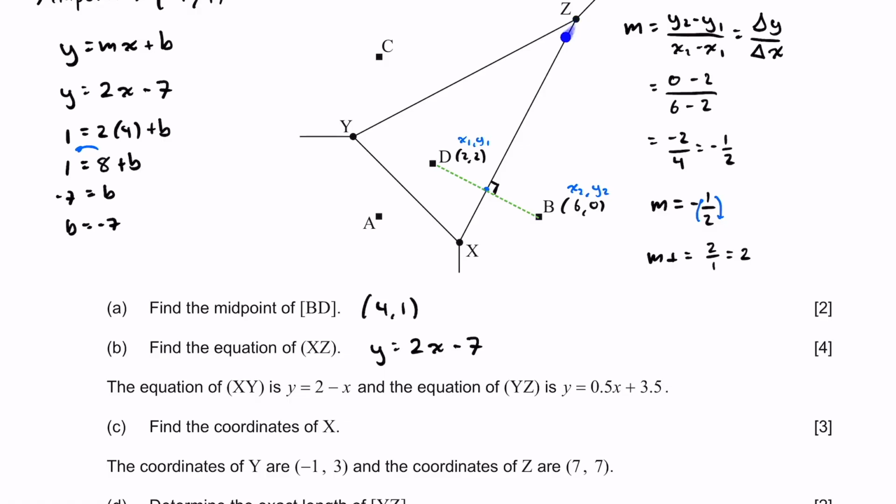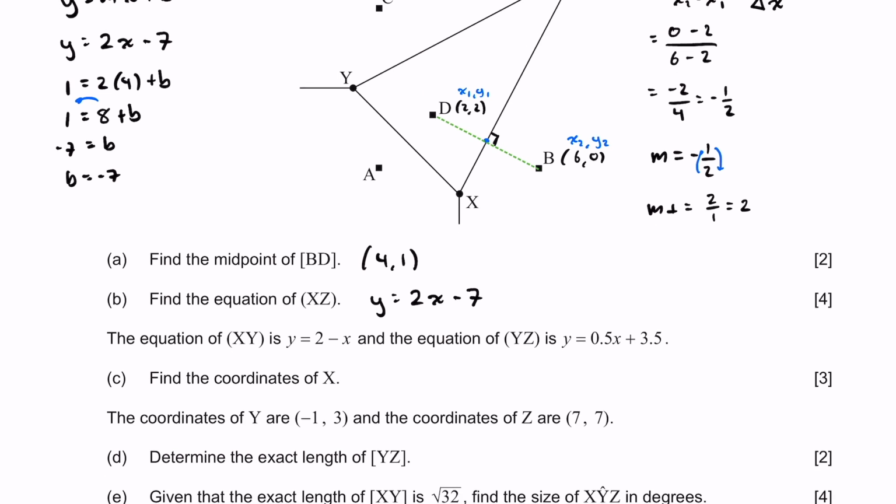If we want to find the value of x, what is the value of x? It's the intersection point between xz, which we found here, and this equation, xy. Two different ways we can do this. We can set this up graphically and then just solve for the intersection, or we can solve this as a system of linear equations. So we know y is equal to 2x minus 7, and we also have y is equal to 2 minus x. We can actually do this with algebra, but let's use the system of linear equations.